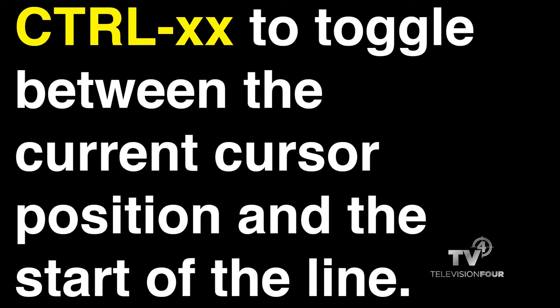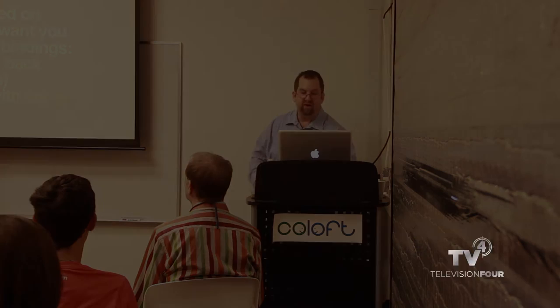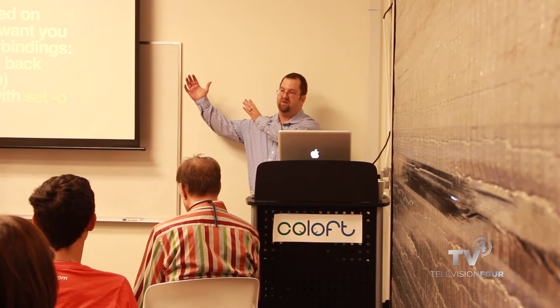So these are based on Emacs. If you want, you can use VI key bindings with the command set -o vi, if you're a VI guy or gal. You would have to set these in your .profile or your .bashrc, or wherever you set environment variables, because that would only last for the length of your terminal session, unless you put it in one of those profile files. And you can bring back the correct key bindings with set -o emacs. Be aware that doing set -o vi will not change all that OS X behavior I was talking about. It'll just change what happens on the command line itself.